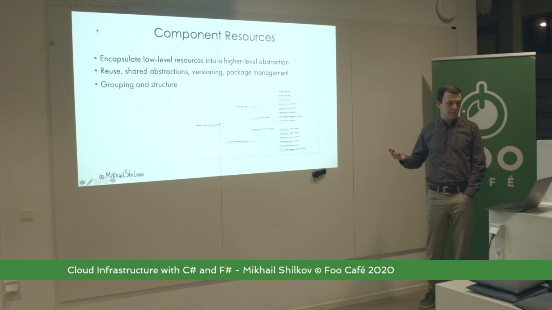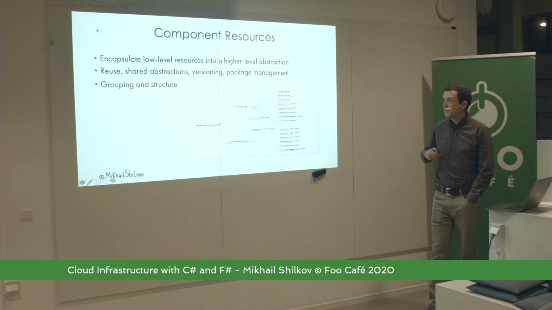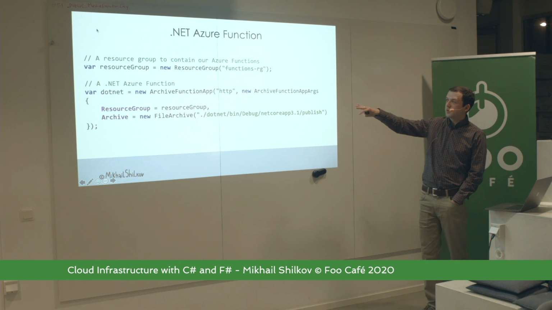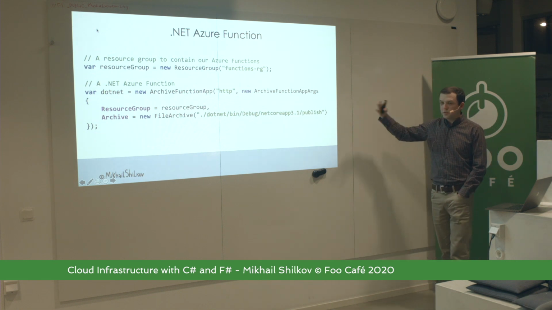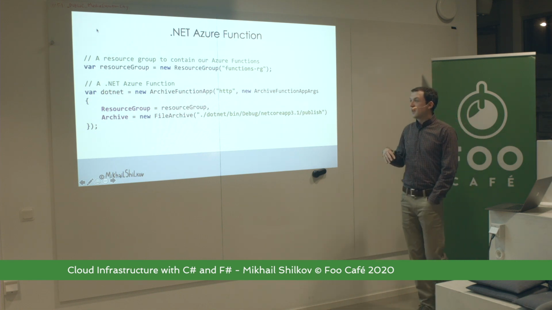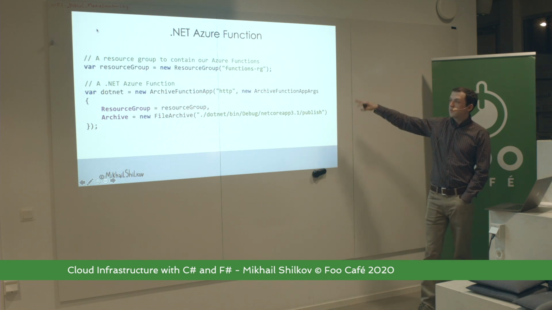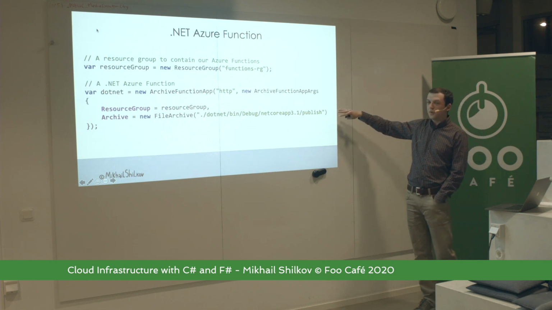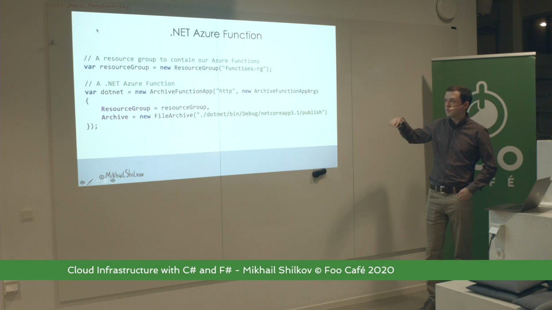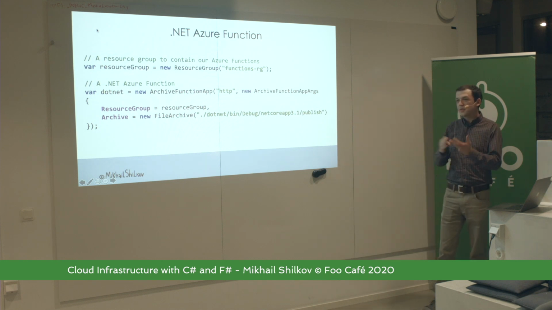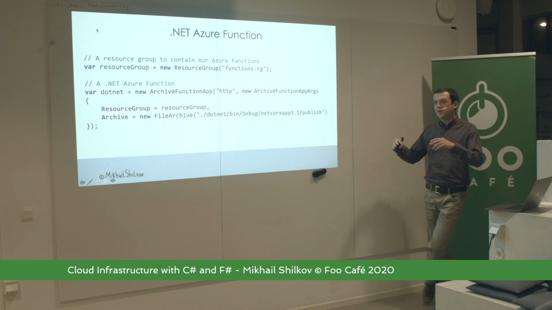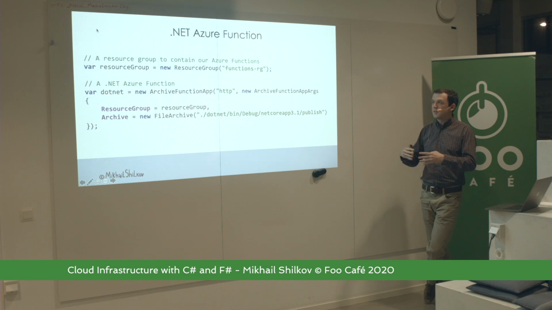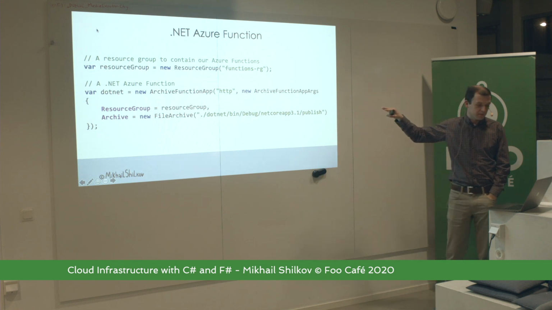In the case of function apps, I created a sample component called archive function app, as shown here. So that's the usage of that component. And it's very simple, just like 4 lines of code. You declare a name, and then you pass the resource group, where to put it, and a path on your local disk. And then what it does, it reads the path, zips it up, creates a storage account, a storage container, puts the zip file there, creates a consumption plan, creates a function app, links everything together, and that happens inside the component.